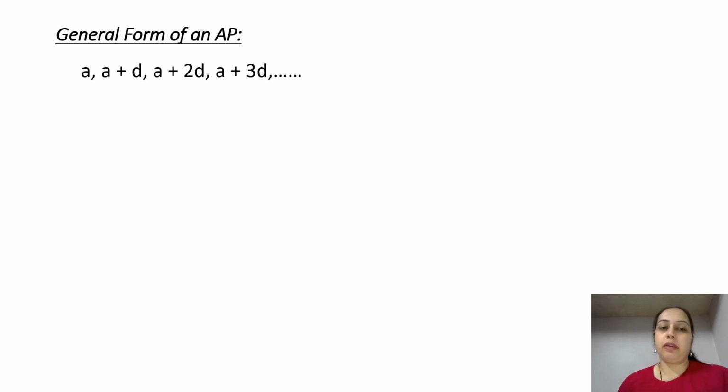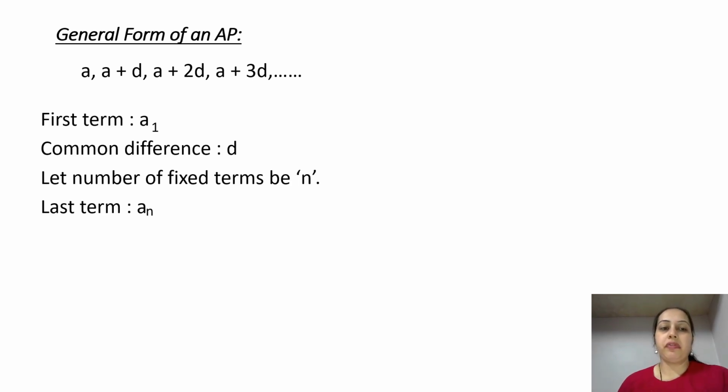Now let's see another important thing. The first term of an AP is denoted by a1, common difference by d. If the number of fixed terms is n, that means if we have a finite AP with n terms, then the last term, which is the nth term, is denoted as an.